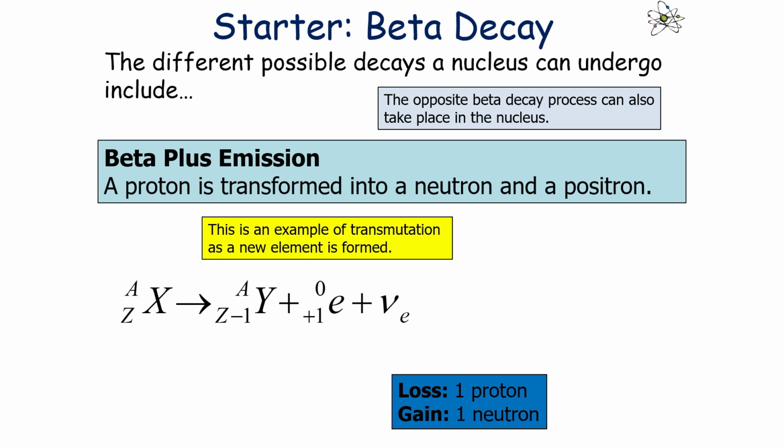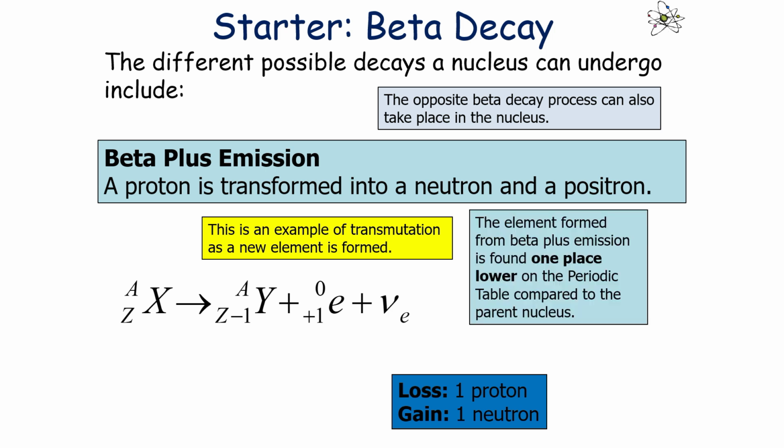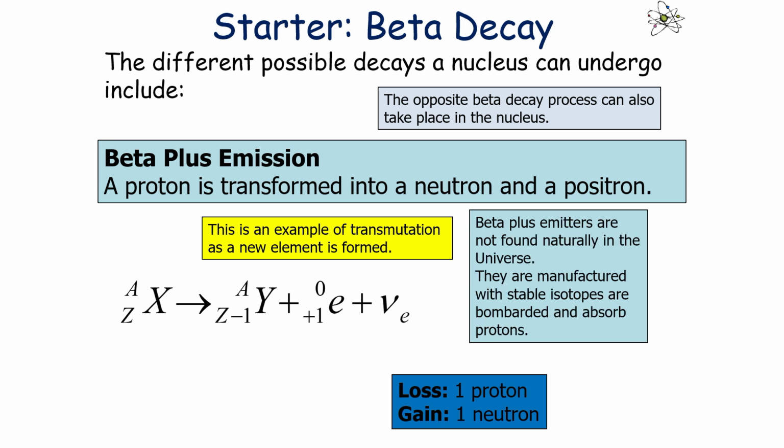It's an example of transmutation because you've lost 1 proton. As you've got a different number of protons, this new element is found one place lower on the periodic table compared to the parent nucleus. Now, beta plus emitters aren't normally found in the universe, but they're manufactured if you bombard stable isotopes with protons.